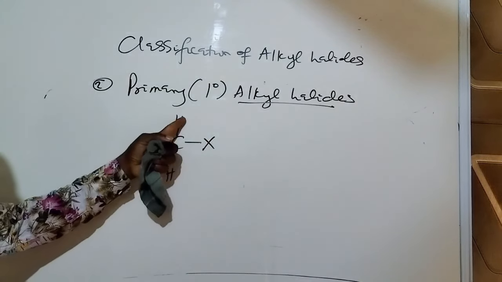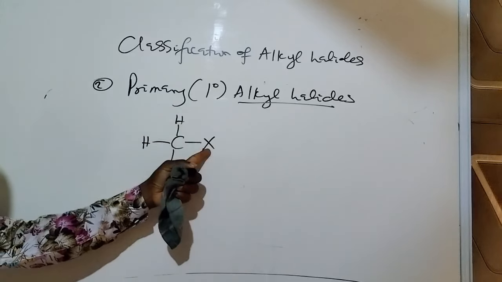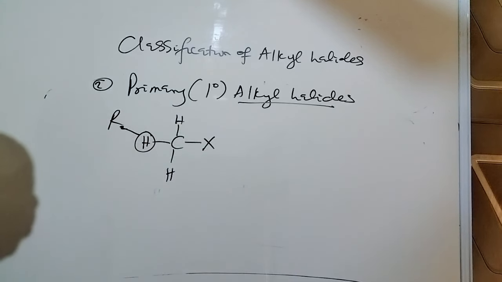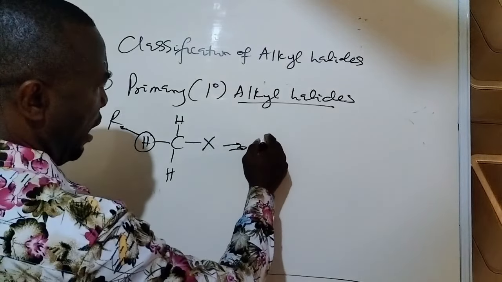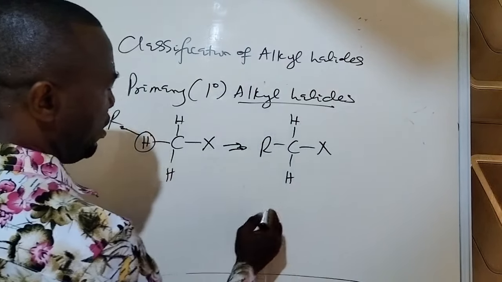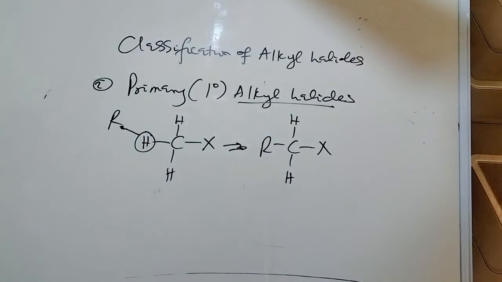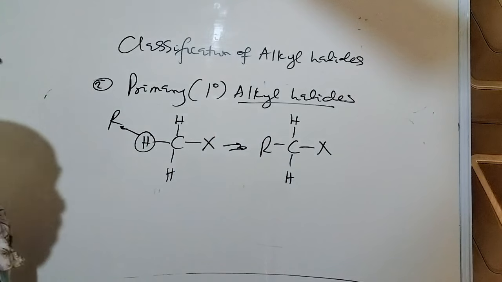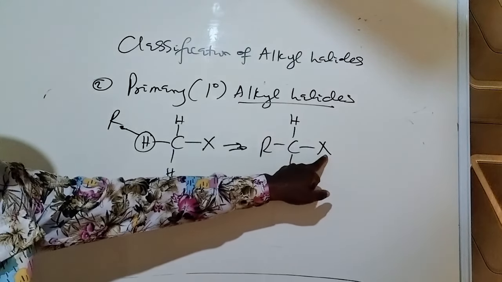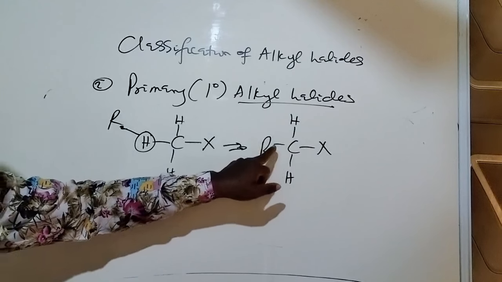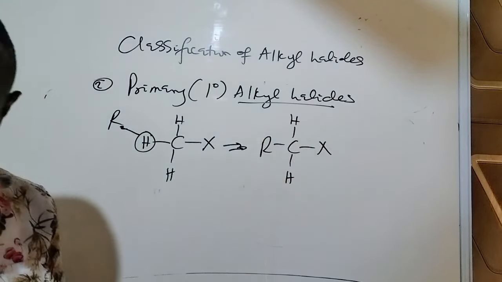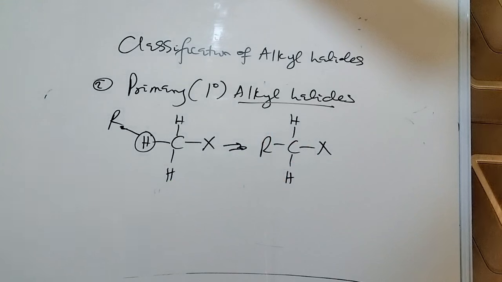Replace one of the hydrogens here. There are 3 hydrogen atoms you see here, along with the halogen. Replace one of the hydrogen atoms with an alkyl group. So we now have R, C, H, H, X. This is a primary or 1 degree alkyl halide. Look at it very well. In a 1 degree alkyl halide, you have 1 alkyl group bonded to the carbon that is linked to the halogen. The other atoms are hydrogen, hydrogen. This is called a primary alkyl halide or haloalkane.